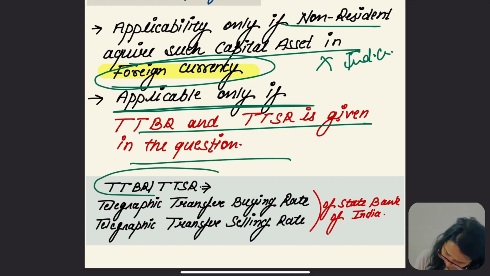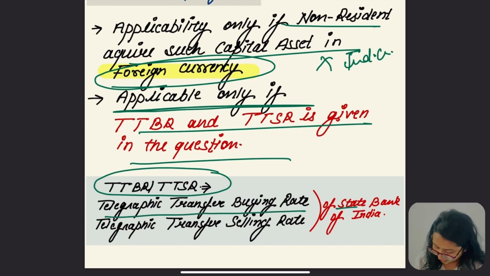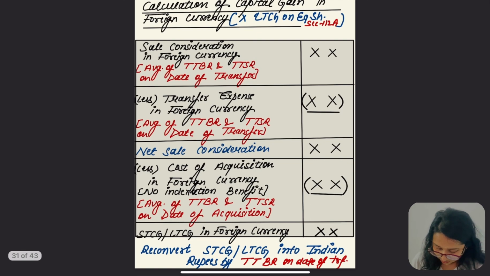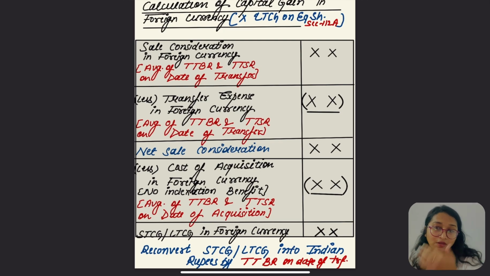Now TTBR stands for telegraphic transfer buying rate of State Bank of India, and telegraphic transfer selling rate, TTSR, of the State Bank of India. Hope this point was clear to you. Now what is the calculation? We know how to calculate the capital gain, we know how to compute this, which is similar to the capital gain chapter.